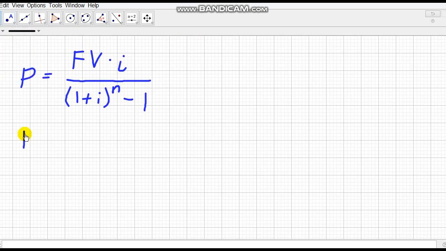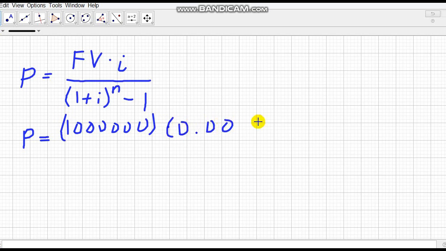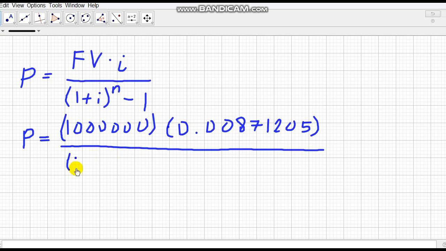Then our periodic payment would be 1 million times 0.00871205 all over the quantity 1 plus 0.00871205 raised to 120, minus 1.